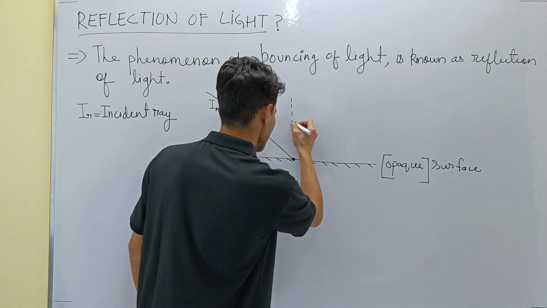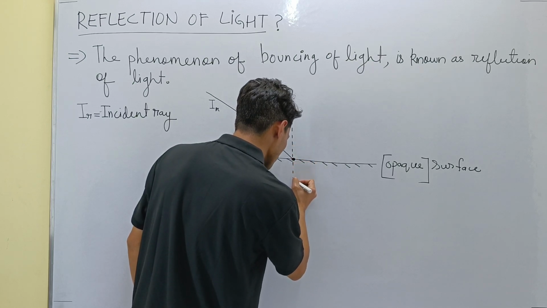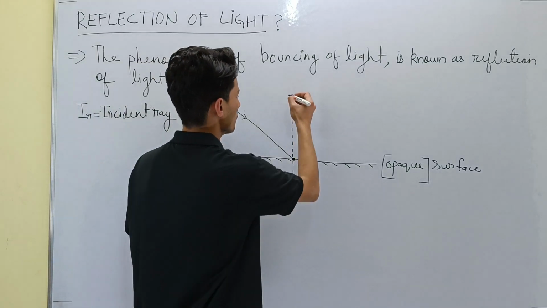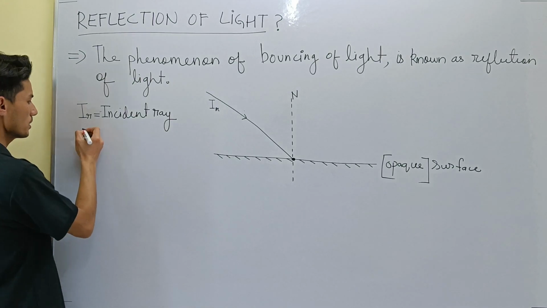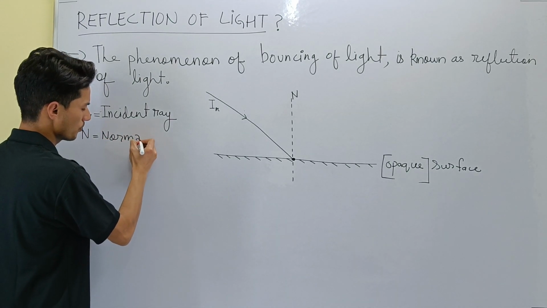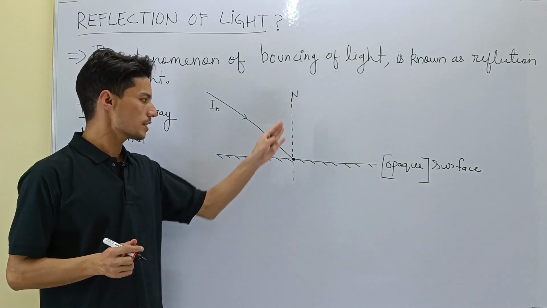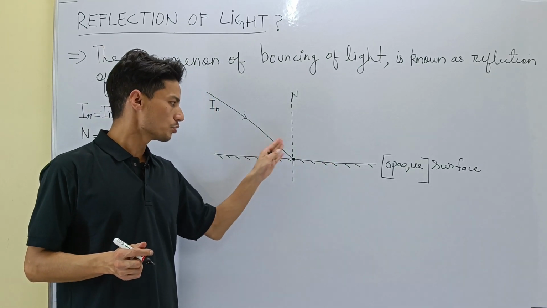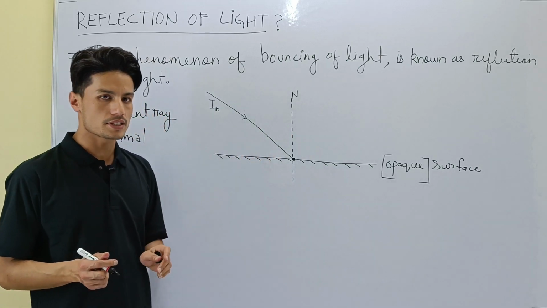So, it is an imaginary line, so make sure that you draw the line dotted, not a regular line, because this is imaginary. Now let us name it N. N stands for normal. Remember, normal is not an actual line, it is just an imaginary line drawn perpendicular to the surface, and this is useful to study the two angles which we will be discussing very soon.